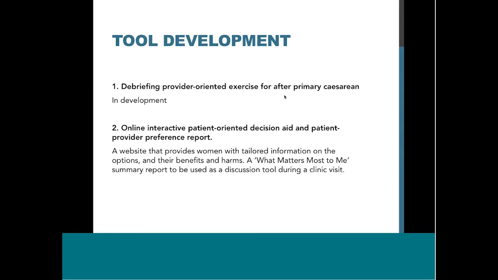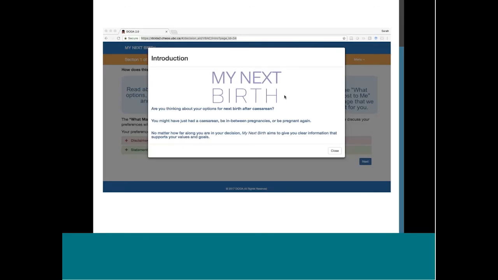The first is a debriefing exercise to help care providers talk with women after their primary cesarean section to make sure that they're getting an understanding of what happened in their first birth and how that C-section might influence their future choices. And the second is a website. It's an online interactive decision aid, and it provides tailored information on the options and their benefits and harms, and it has a preference report that the patient and provider can talk through. It's called What Matters Most to Me, and it's meant to be used as a discussion tool during a clinic visit to help guide a shared decision-making interaction.